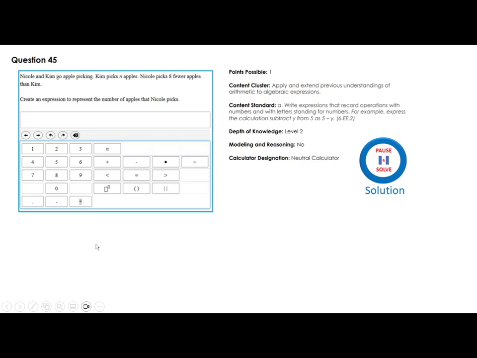Nicole and Kim go apple picking. Kim picks 10 apples. Nicole picks 8 fewer. Fewer means less, okay? Minus apples than Kim. Create an expression to represent the number of apples that Nicole picks. Very straightforward, it is n minus 8.